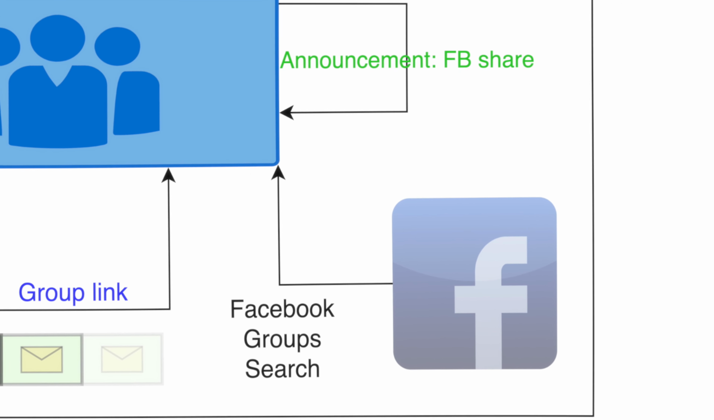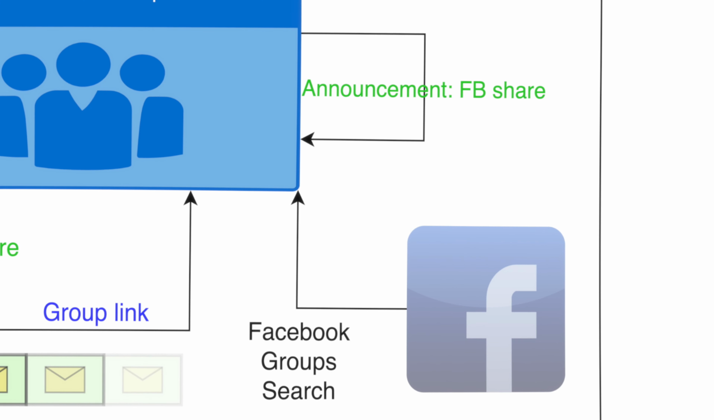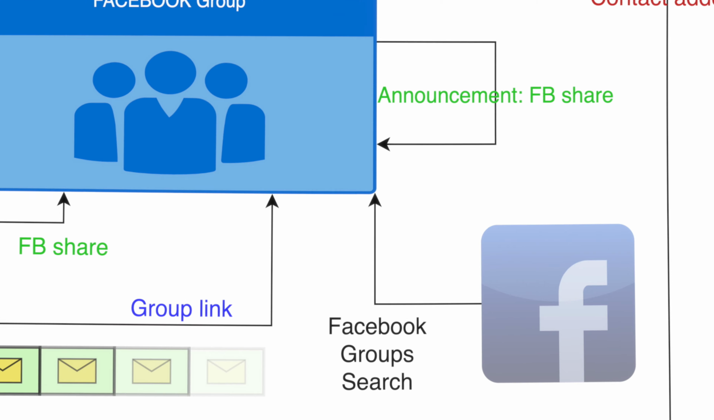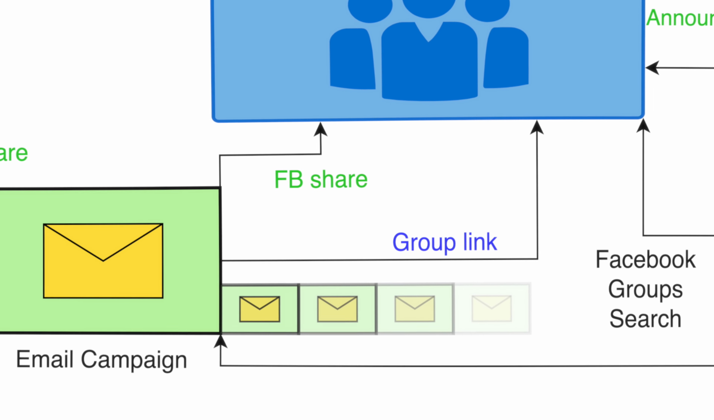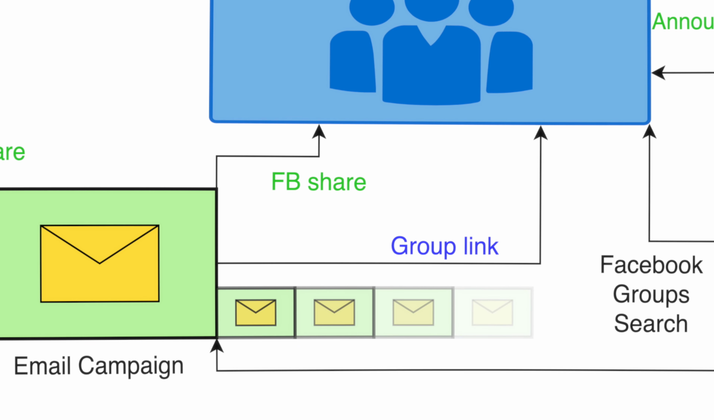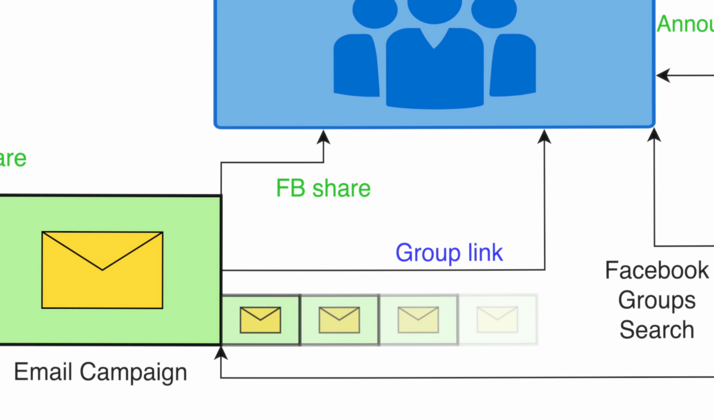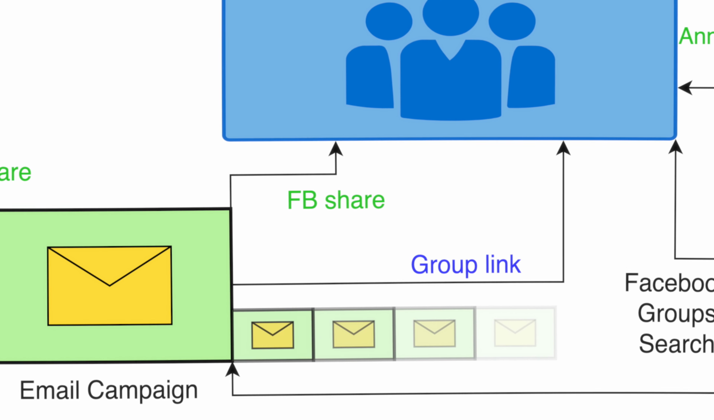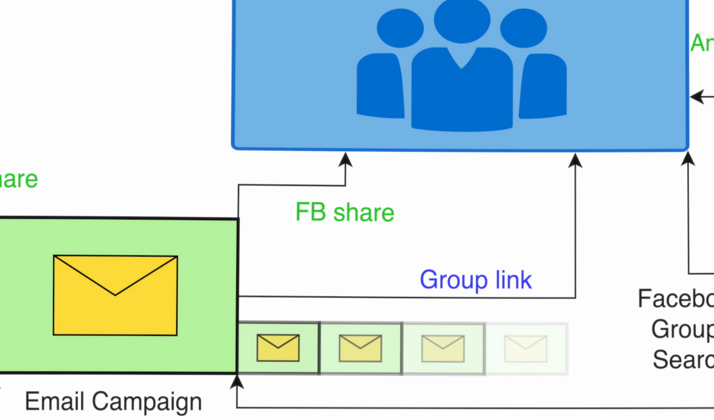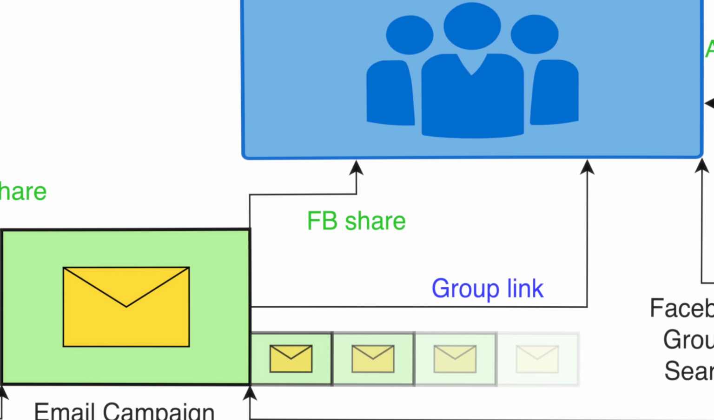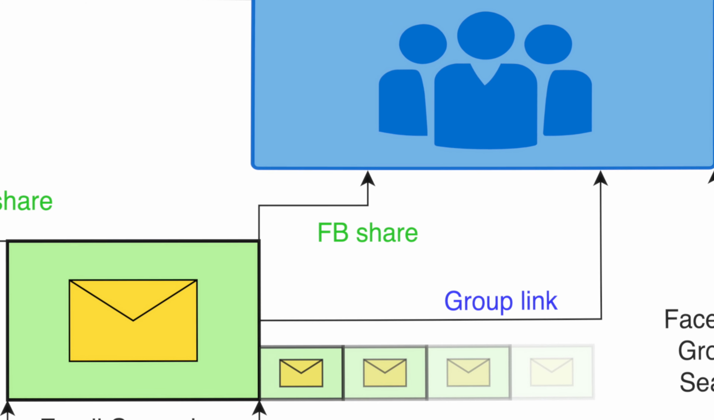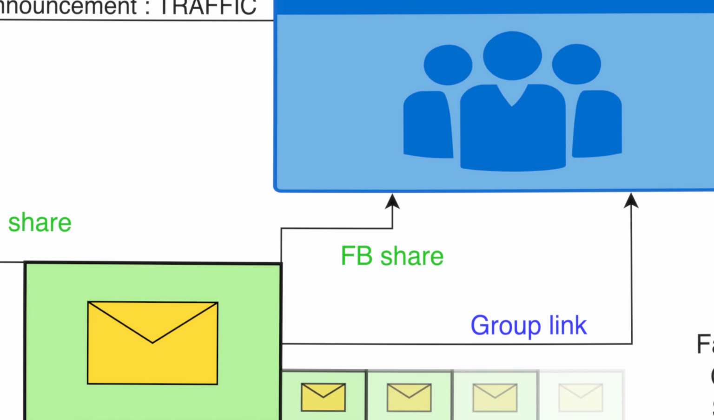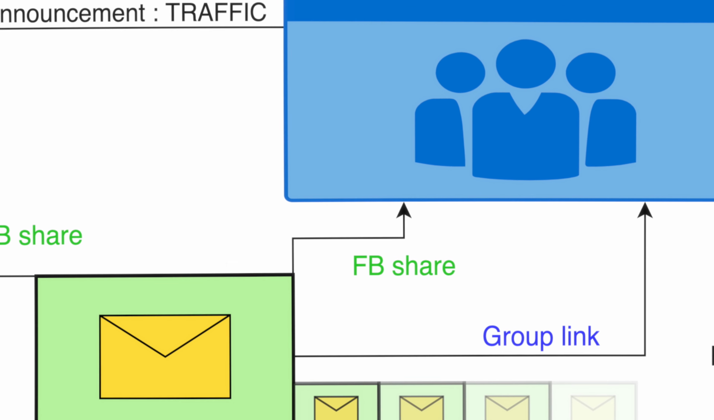Then the fifth one is simply a group link, special group link coming from the first email of your email campaign. And the number 6, so the last one, is a Facebook share from this first welcome email of your email campaign. Now we should look at the outgoing links from this item, from this element.